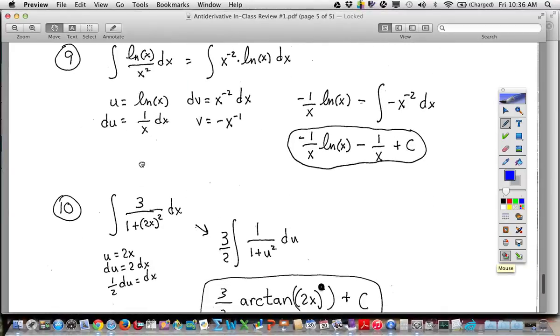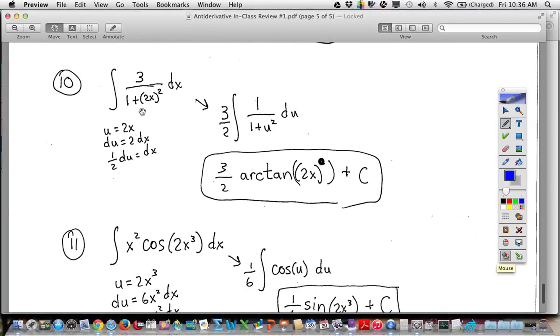Okay, this was an interesting one. It had a 1 plus 4x squared. That should make you think of arctangent, but arctangent has to be 1 plus u squared, or x squared. Well, just write the 4x squared as 2x quantity squared and do a u substitution. Let u be the 2x. And then you turn it into an arctangent. Okay?